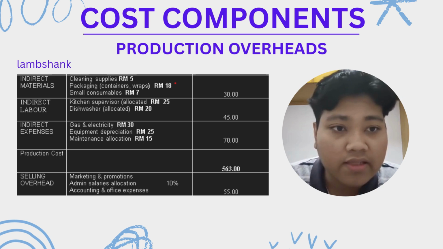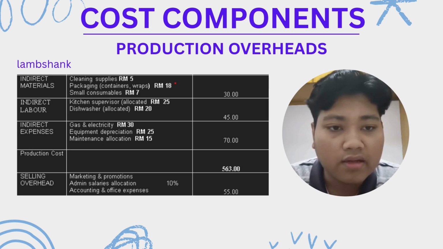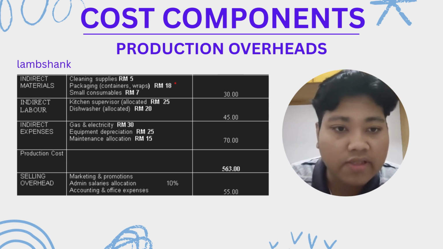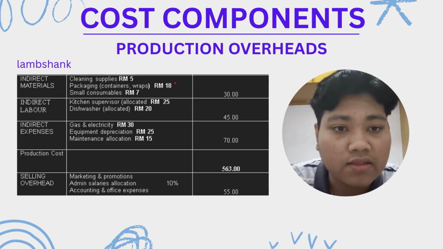The first category is indirect materials. This includes cleaning supplies costing 5 ringgit, packaging materials such as containers and wraps costing 18 ringgit, and small consumables costing 7 ringgit. Altogether, the total indirect material cost is 30 ringgit.